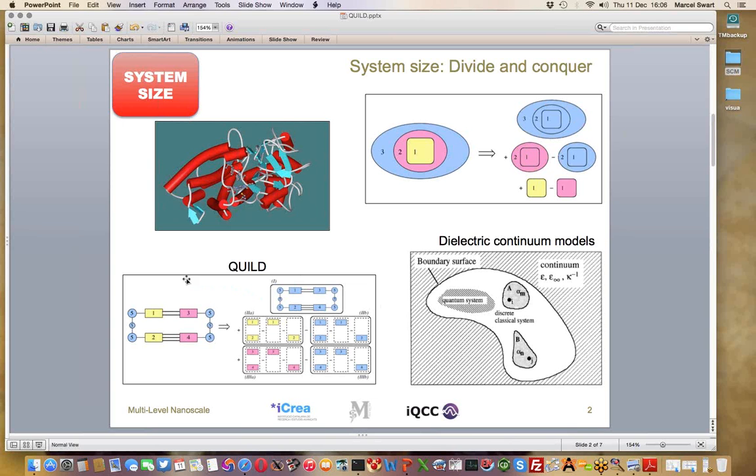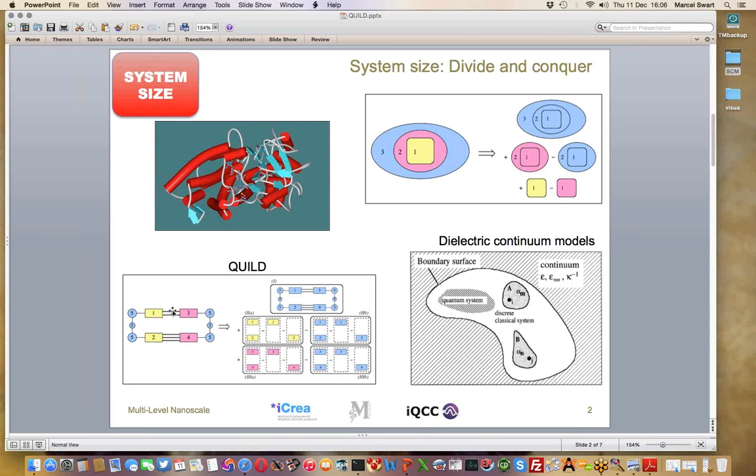But within QUILD we can actually do something more, because here you can treat the whole system with one methodology. In this case, because it was DNA, where Becke-Perdew works well for hydrogen bonding, we used Becke-Perdew for the whole system. And also at that time, we already knew that if you use LDA with a large basis set, you can get stacking interactions quite well.